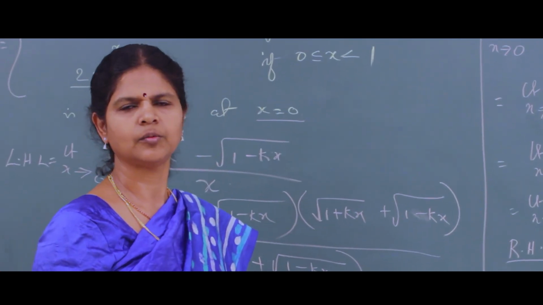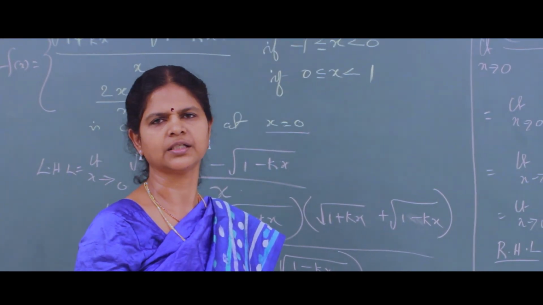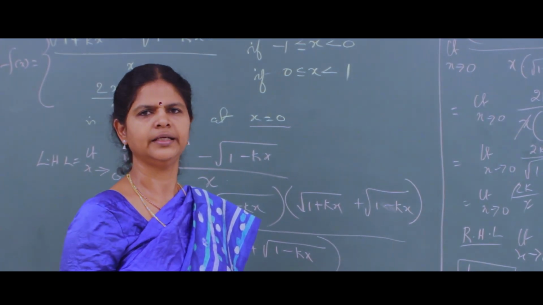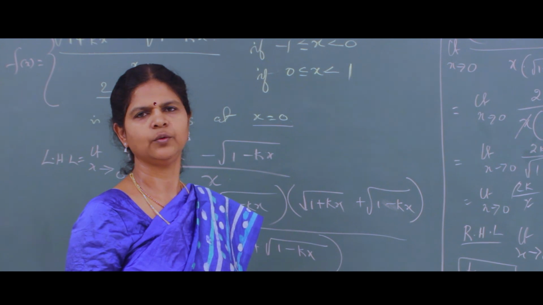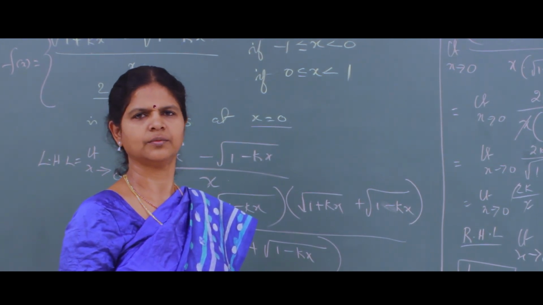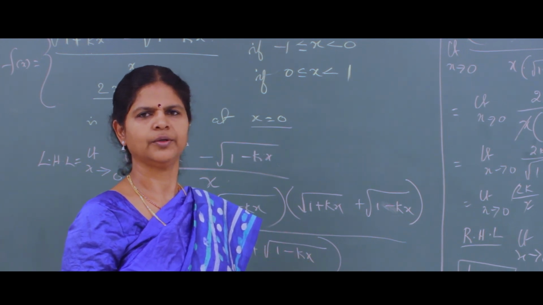In many problems like this, constants are given. If the function is continuous, you have to calculate the left hand limit and the right hand limit, and the value of the function, which are equal. Using that condition, you can find out the constant values. There are many problems like this, and you can do them one by one.